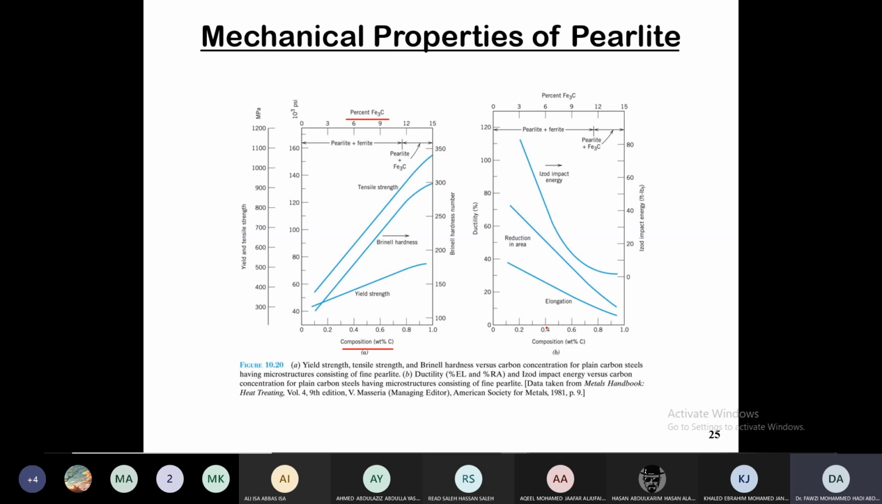But on the other hand, increasing the carbon content and the cementite reduces the ductility. This is in terms of the percent elongation, and this is in terms of percent reduction in area. It also reduces the toughness of the material. The Izod impact energy is shown here. This gives a rule of thumb: increasing the strength and the hardness of the material reduces the ductility and the toughness of the material, as shown here.